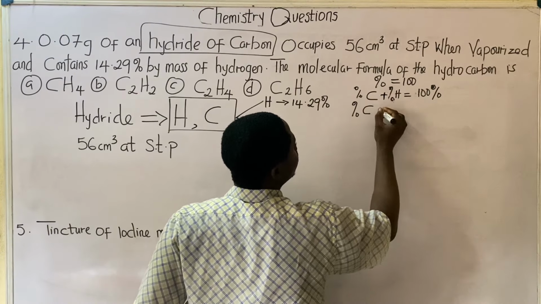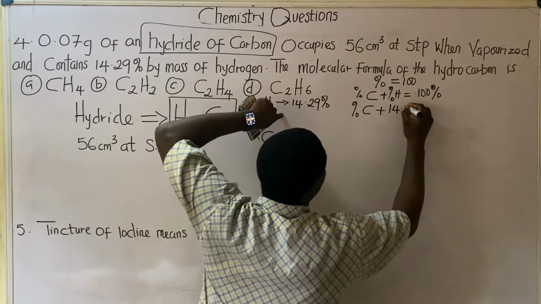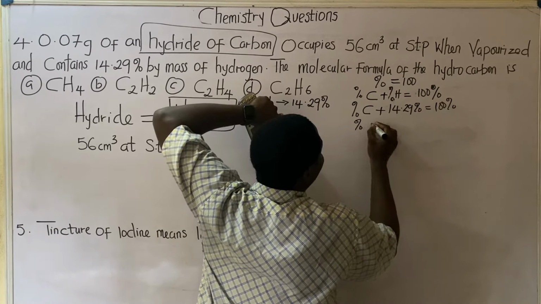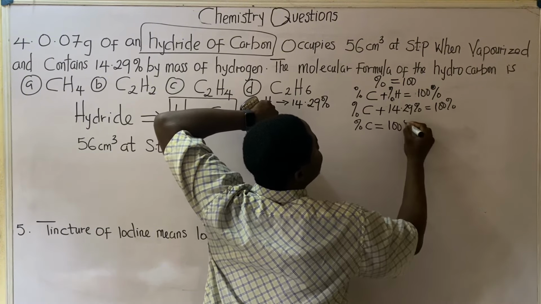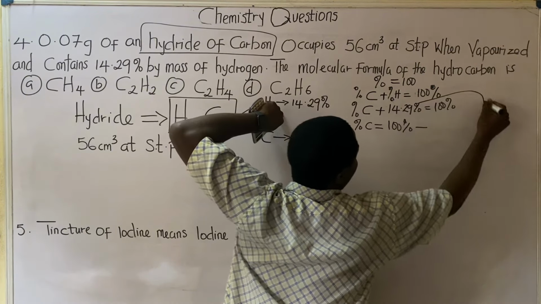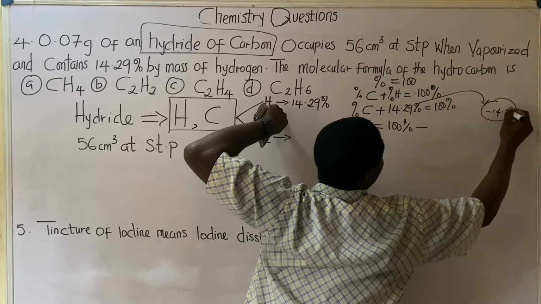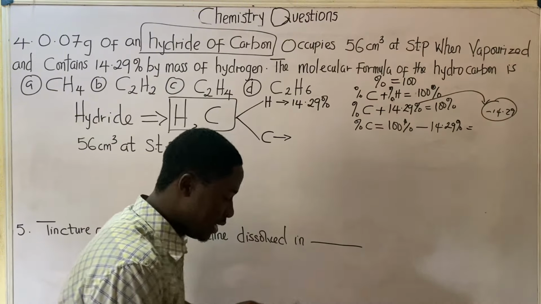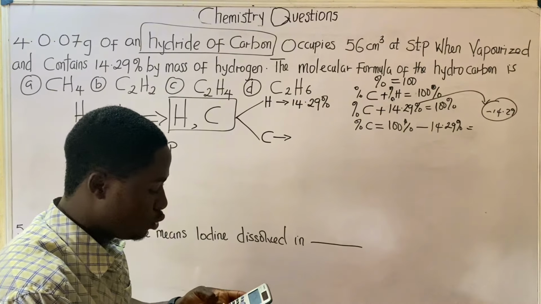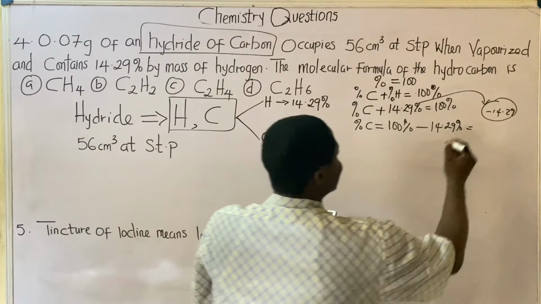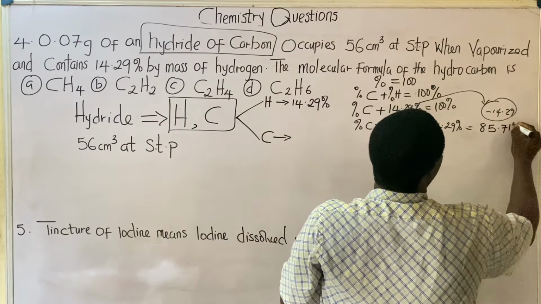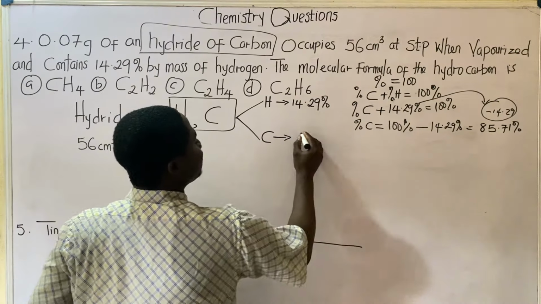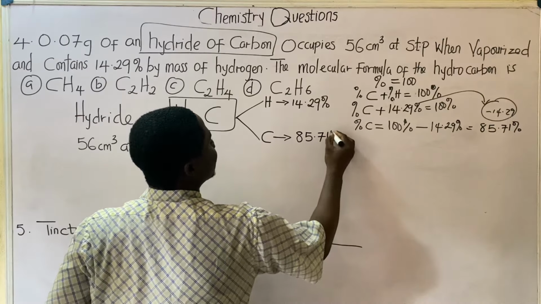Percentage of carbon, which is unknown, plus percentage of hydrogen, given already to be 14.29%, is equal to 100%. So percentage of carbon is going to be equal to 100% minus, because when this one crosses, it becomes minus 14.29%. Hope you are following me. So what are we having? 100 minus 14.29%. That's 85.71%. Wow. So we've successfully gotten the percentage of carbon, 85.71%.